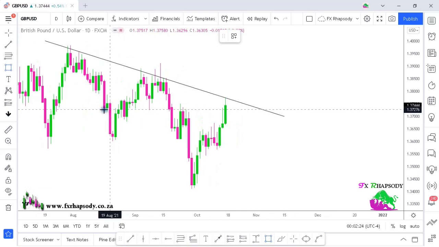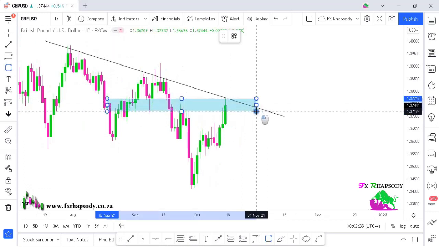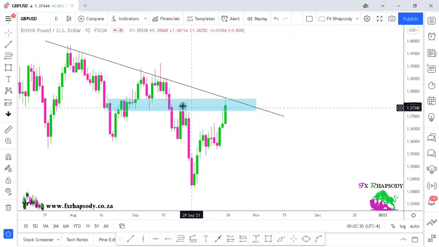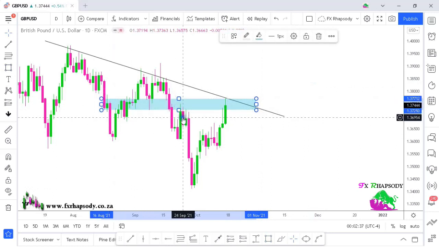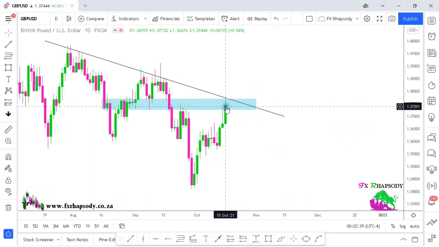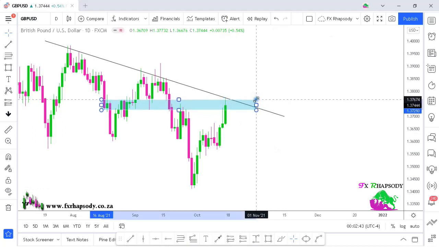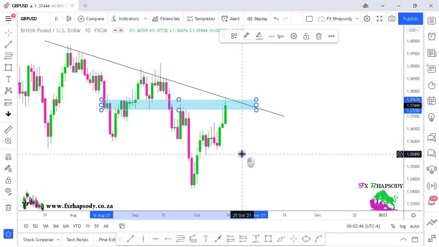There it is. So you can see price is currently sitting in this area here. Okay, this is a strong area of support and resistance. You can see how price has been respecting this area multiple times. So price is within that. It's basically tapping the trend line over there. Okay, that's basically what's happening.